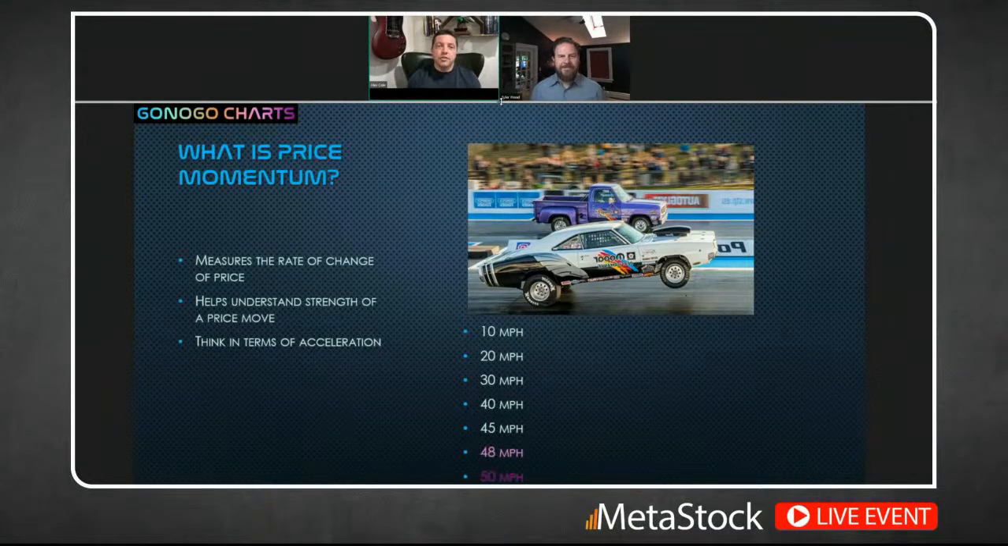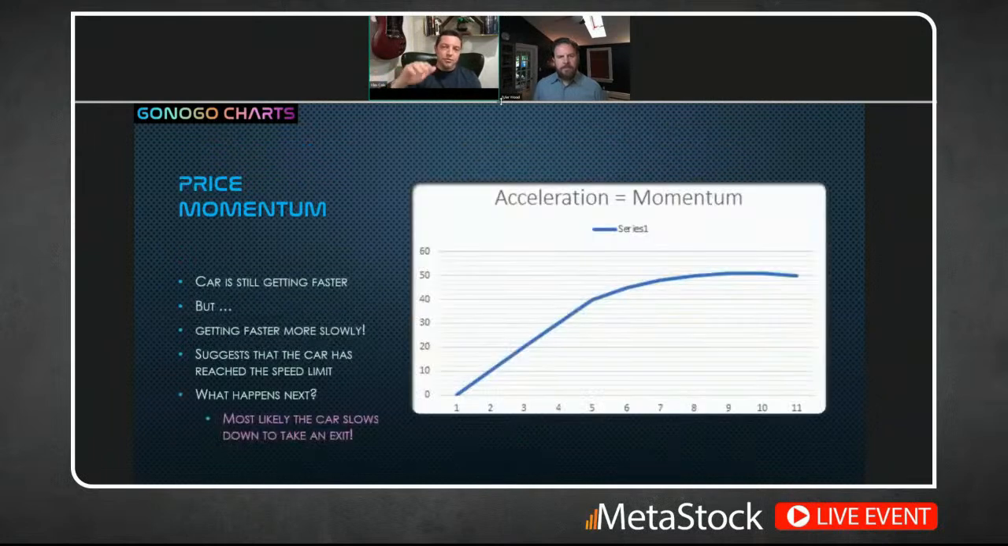I'm a car guy. I think in terms of acceleration. So you can imagine, if you've heard this analogy before, I'm sorry, but I love it. It really makes the most sense to me. If a car is approaching a highway, it's going to increase its speed quickly. It's going to get faster and faster quickly. It might go from 10 to 20 to 30 to 40. And then as it's getting close to the highway speed, which around here is 50, it'll still get faster, but more slowly. So the rate of acceleration will decrease. You might go from 40 to 45 to 48 to 50. And then you hit that 50 miles an hour, you're on the highway. You hopefully don't break the speed limit. You drive at 50 miles an hour.